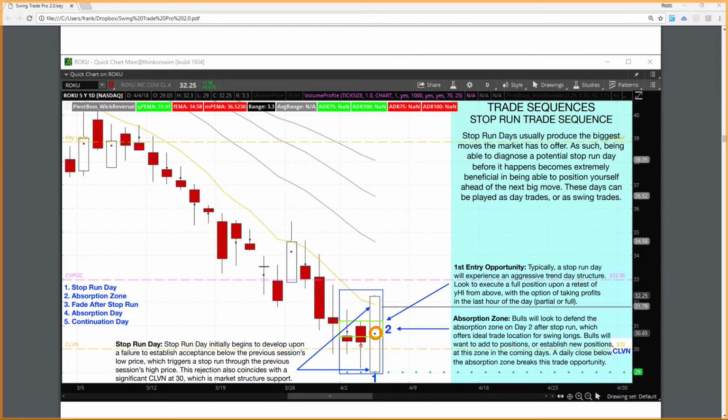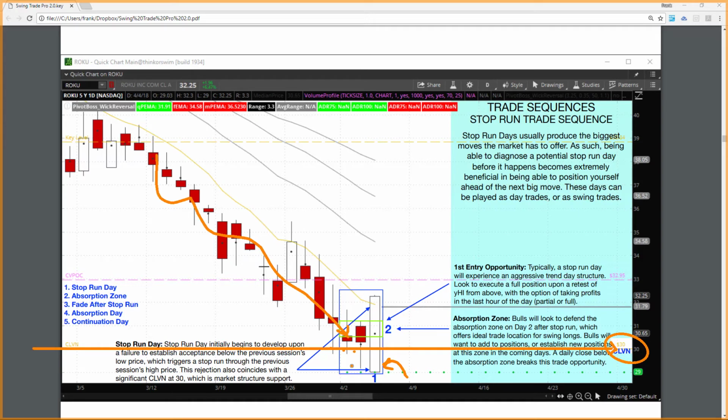The midpoint didn't quite get to the highs here, the 2-day highs, but at the same time it is a high range stop run day, and that midpoint is still very, very important. Additionally, what's most important in this chart is that CLVN, the $30 CLVN right here. So when this happened live in the trading room, I mentioned that this was the day we've been looking for. We had been looking for a bounce off the $30 level for the prior 3 days.